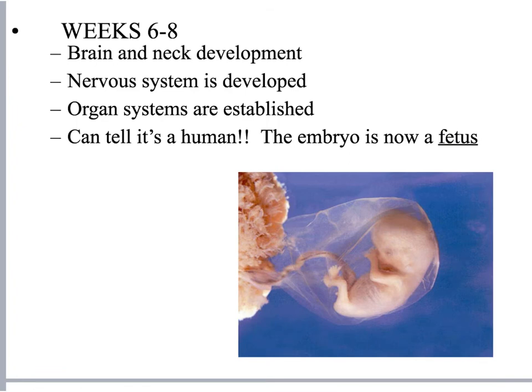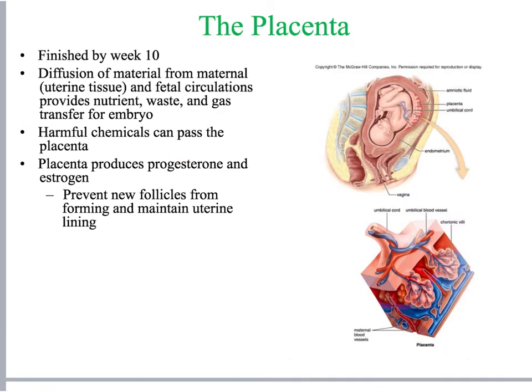Weeks 6 through 8, brain and neck development, the nervous systems develop, the organ systems are established, and you can definitely tell it's human. The embryo is now a fetus by the time we hit 9 weeks. And if you take a look at this, how pretty is that amniotic sac filled with fluid? You can definitely tell this is human. There's little toes and fingers, and you can see there's the eyes forming. You can see the umbilical cord, and here is our placenta on the left.